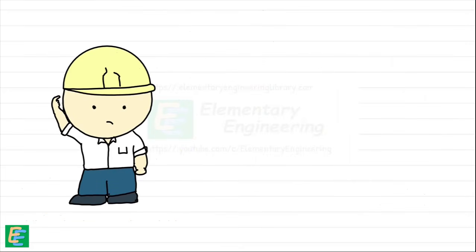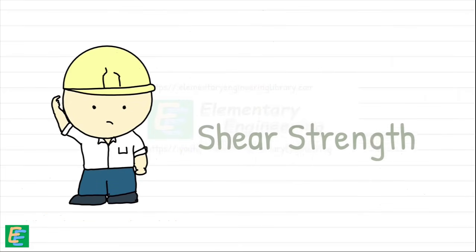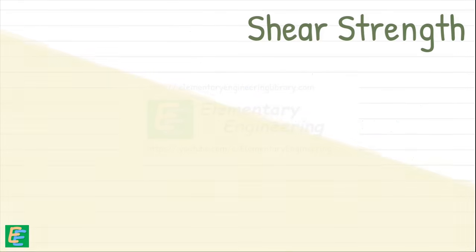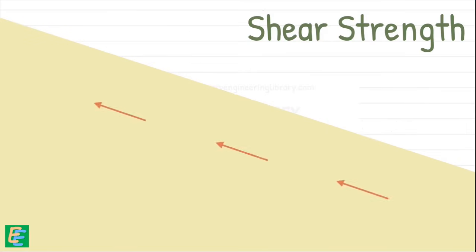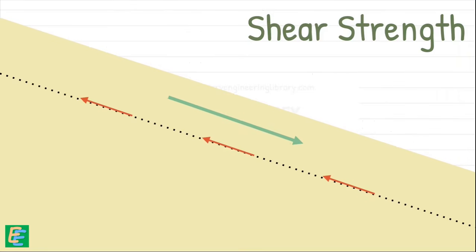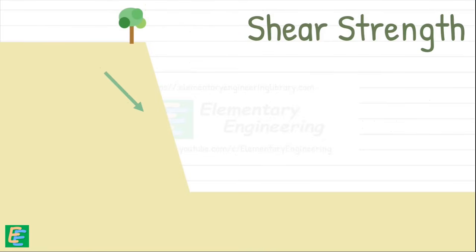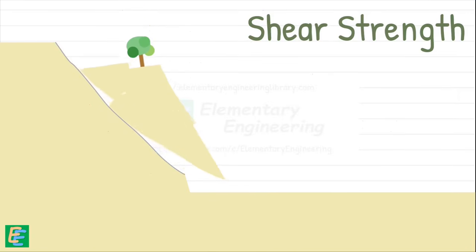To understand this, we must understand the concept of shear strength. In short, shear strength is the soil's ability to resist sliding along its internal layers. When the shear stress generated by some load or overlying materials exceeds this shear strength, failure occurs, leading to landslides.